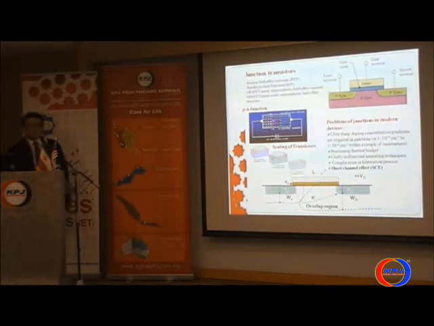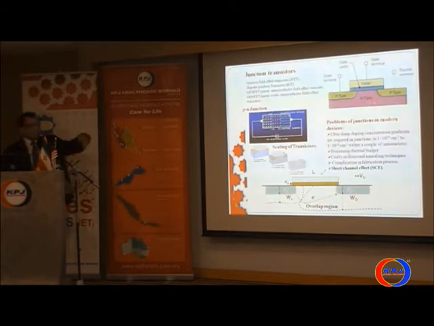A junction is where two different types of semiconductor attach to each other. One of them holds the positive charge, the other one holds the negative charge. The junction between these two is called the p-n junction. Each transistor holds two junctions, as you see.